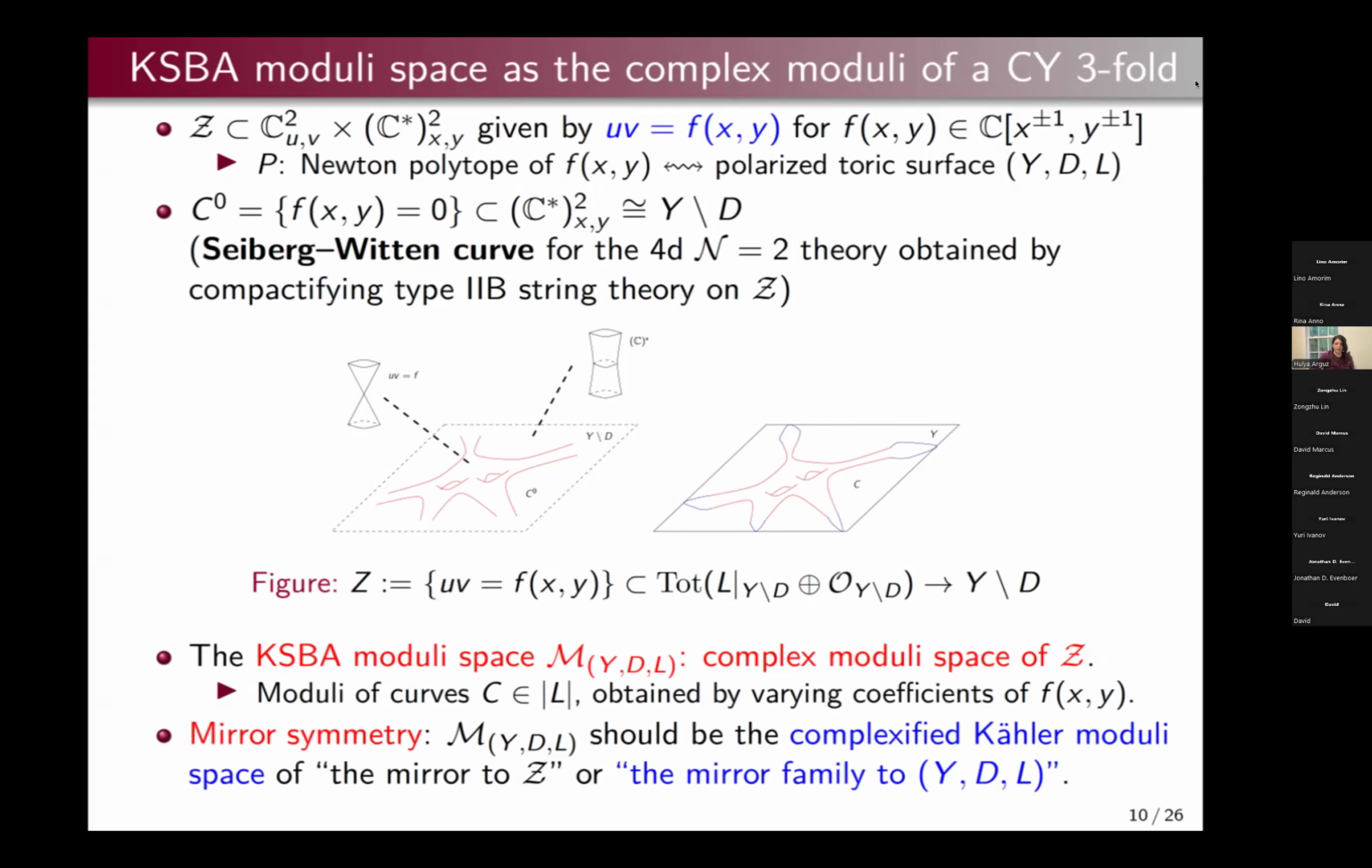So one way to interpret the KSBA moduli space is as the complex moduli space of such a threefold, and mirror symmetry suggests that it should be the same thing as the Kähler moduli space of the so-called mirror to Z. And in toric geometry, if you start with a toric variety like Y and construct this threefold, then you can understand the mirror of this threefold purely combinatorially.